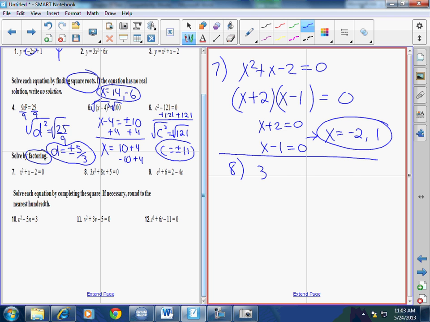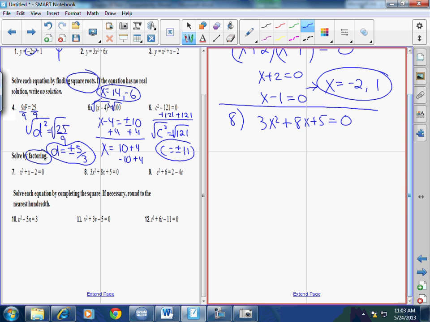Number 8, I've got 3x squared plus 8x plus 5. We went over learning one way, and I taught you the cubic method and the column method. You guys chose the cubic method time and time again. Well, if you choose to learn one, I told you you have to actually learn it. That means you have to practice it and actually dedicate some time to it, gentlemen.